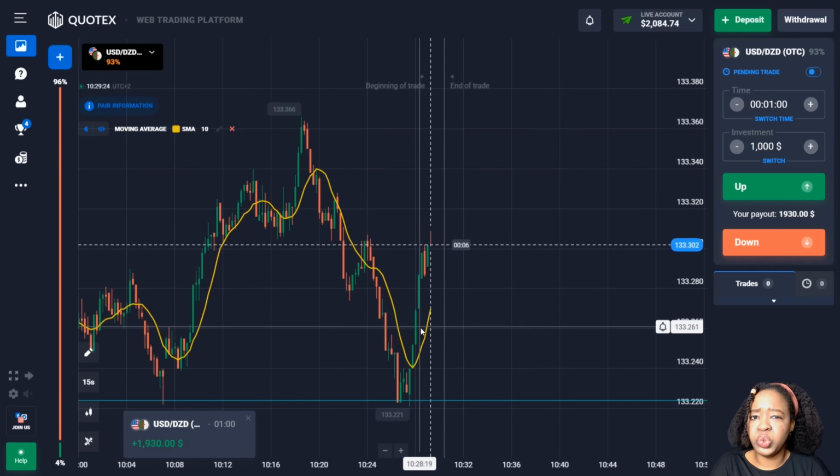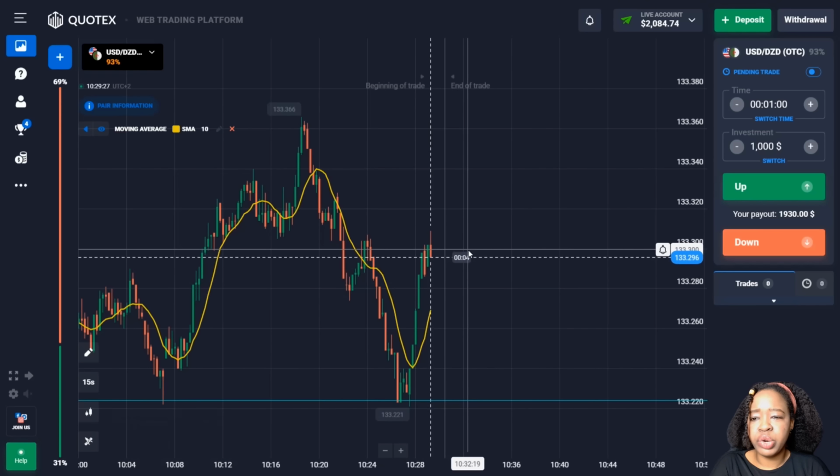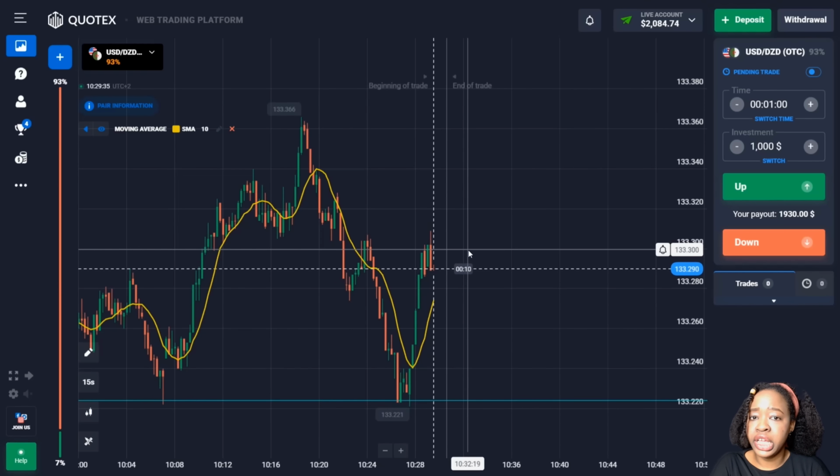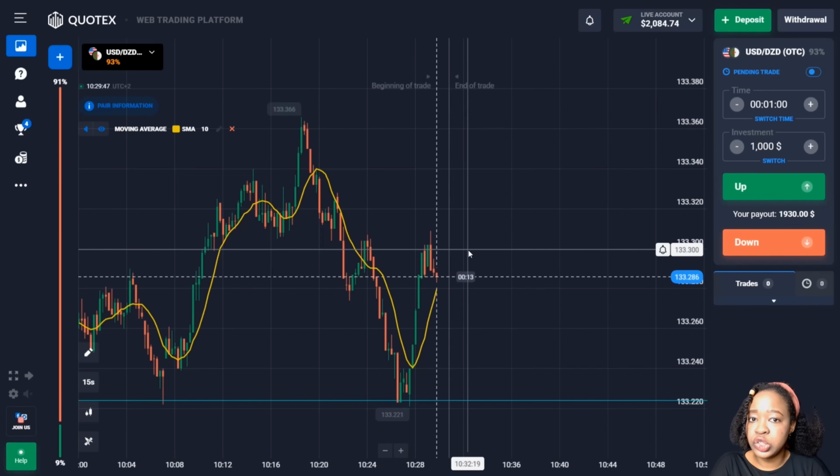This was quite a good trade, friends. You can see the price is continuing to move up and I got a very good profit here. You can see the trading situation was quite good. The indicator really helped me very well. So let me continue.